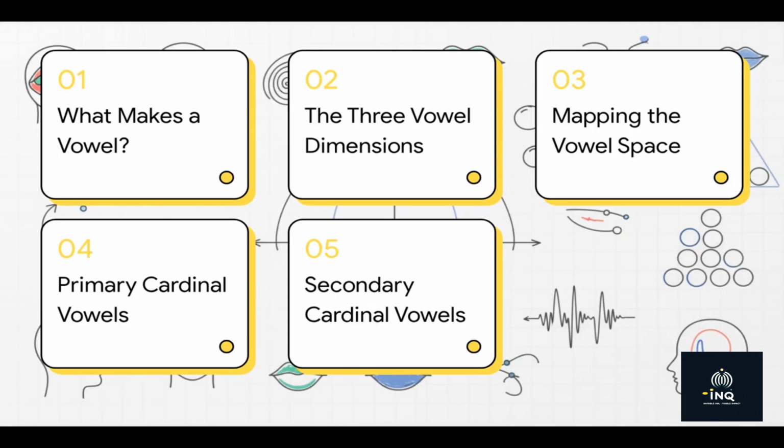Okay, so here's our game plan. First, we'll figure out what actually makes a vowel a vowel. Then we'll get into the 3 dimensions we use to describe them. And finally, we'll see how these dimensions come together to create this amazing, universal map of every possible vowel sound using something called primary and secondary cardinal vowels.